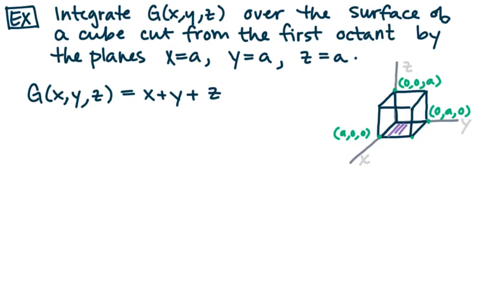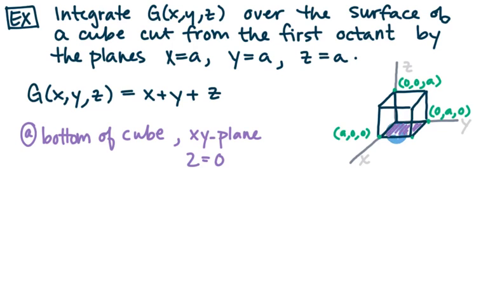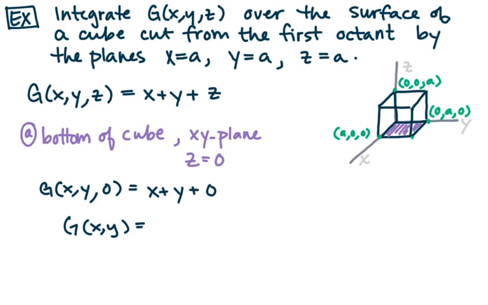So the first side I'm going to integrate across is going to be the bottom of this cube. That is in the xy coordinate plane. That is actually the plane of z equal to 0. So if z is equal to 0, what would my function be? We would have g of x, y, 0, and we would get x plus y plus 0. So we're going to have g of x, y is just x plus y.